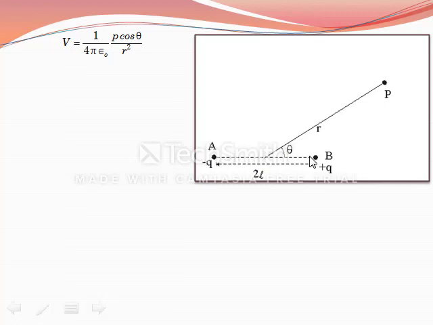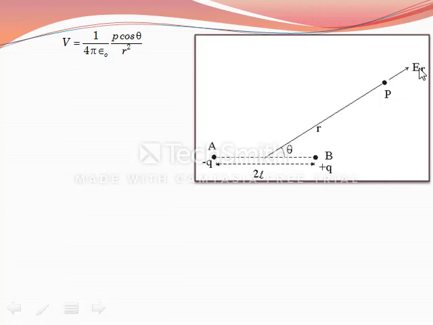This is the dipole, minus q and plus q, separated by a certain distance 2l, and we are supposed to find the field over here. Now at this point P, there must be a component of field in this direction, along the increasing direction of r, this way.